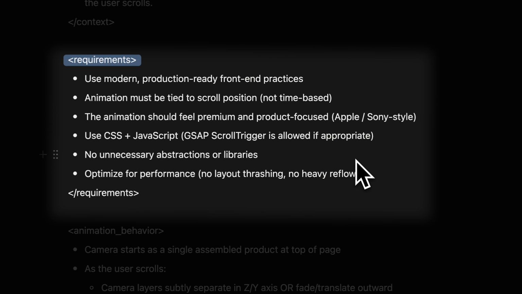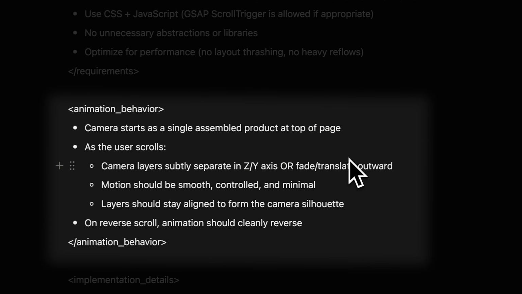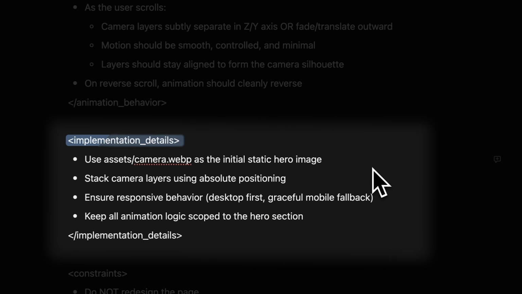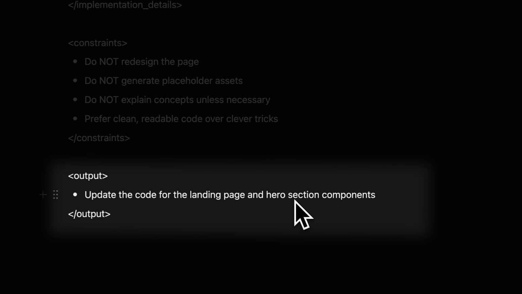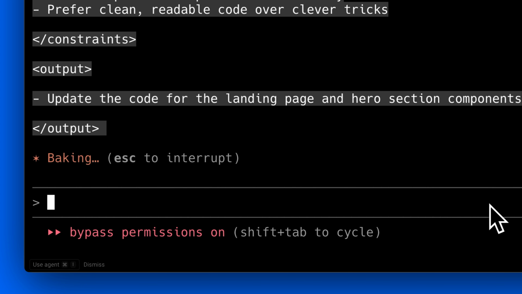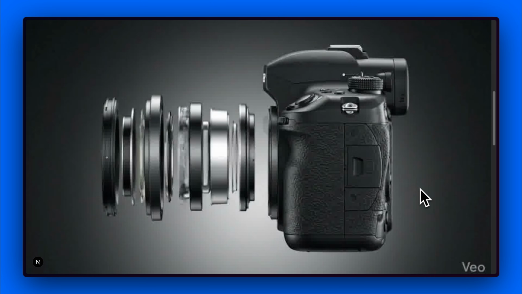I included all the requirements in the requirement tags, described how the animation should behave in animation behavior tags, and specified the implementation details, constraints, and required output directly in the prompt within their respective tags. When I gave Claude this prompt, it automatically implemented the animation exactly as I wanted.